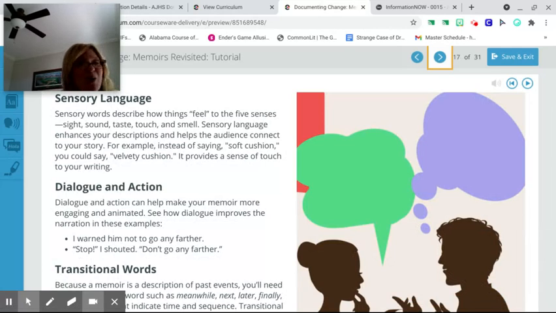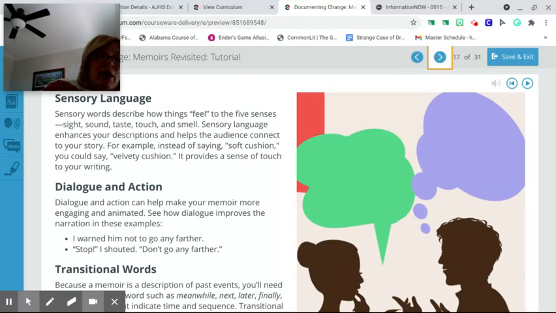Sensory language, I already mentioned it in the previous slide, important. If you can add dialogue and action, that's even better. If you're telling about something that happened to you, you might include some of the actual dialogue that came from that moment. The dialogue, the spoken words during that experience that you're sharing.